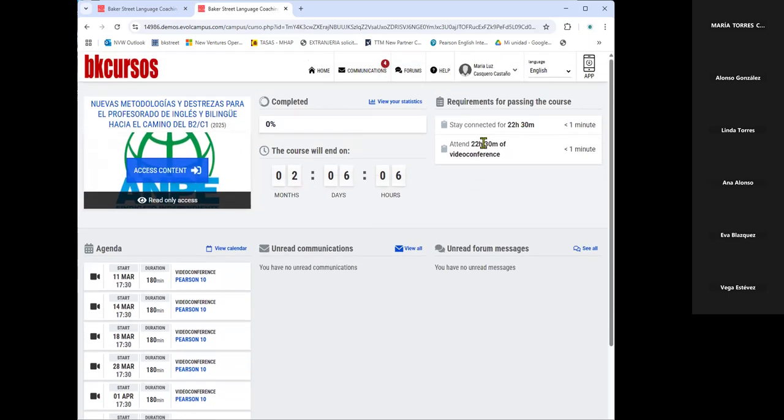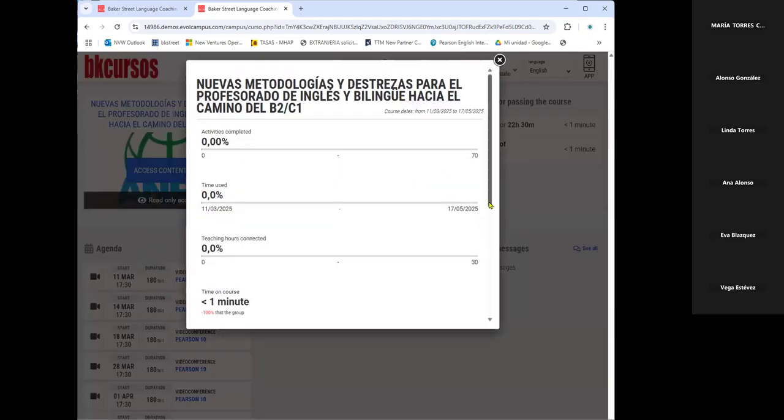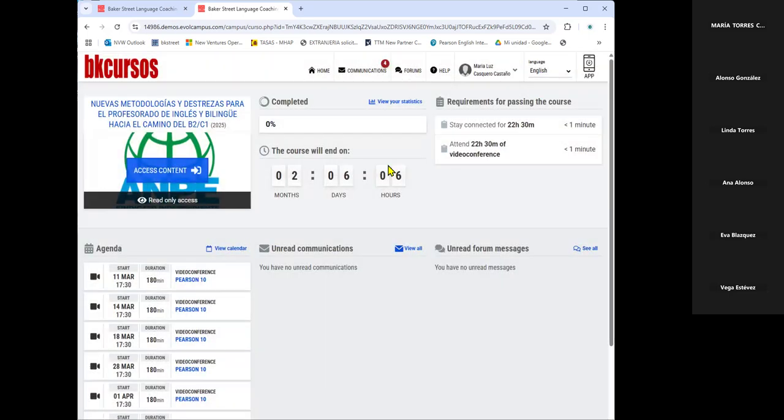Right? And look what it says here, requirements. Stay connected for 22 hours and 30 minutes. Stay connected. Right. And then you have the course will end. And each day, the course will be completed a little bit more. A little bit more. Okay. You can also see how much time you've been connected before. Okay, well, time on course, nothing. Right. Marilu, because she's not with us today. So that's your control panel.